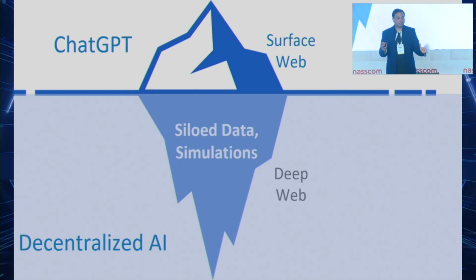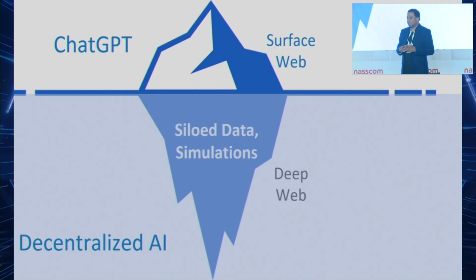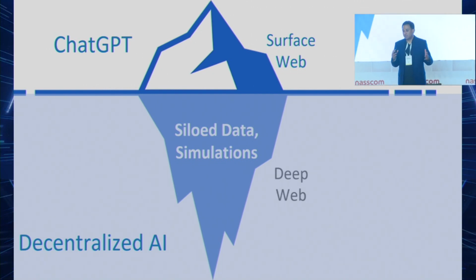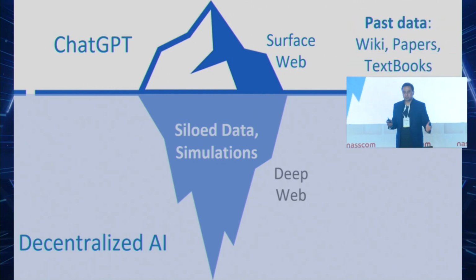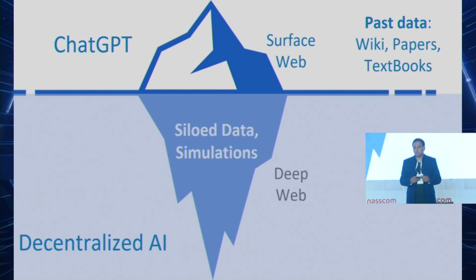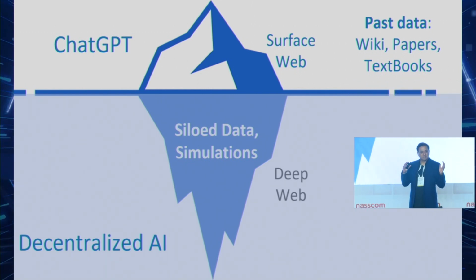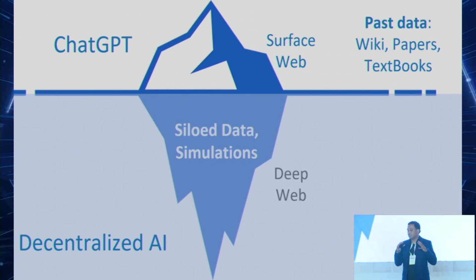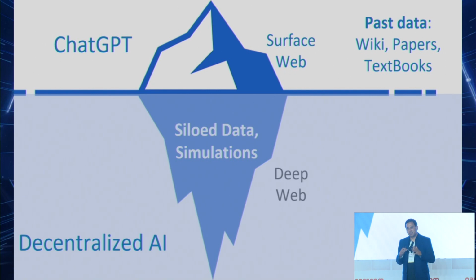Now, we're all fans of GPT, but that's just looking at the public data. Let's think of it as the surface web. Wikipedia, research papers, books, and so on. But the rest of the value, the rest of the services, are submerged, like an iceberg.